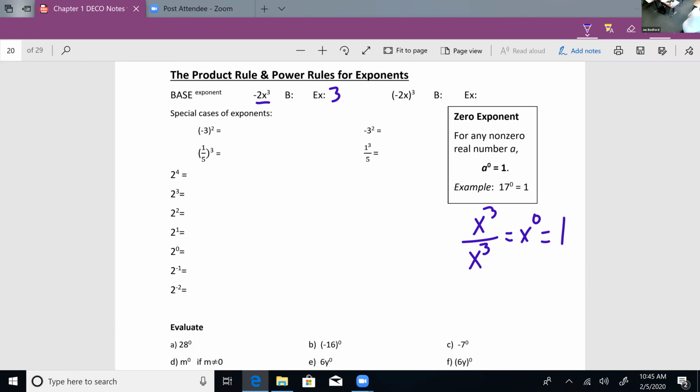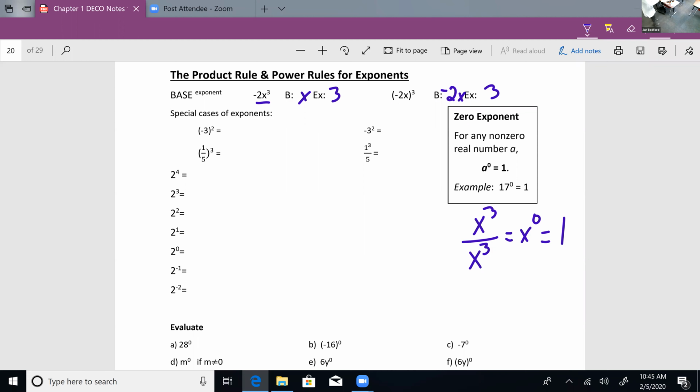Just x. Remember, that exponent is attached to what's right in front of it, and what's right in front of it is just the x, and then that's going to get multiplied by the -2. But the next one, that exponent of 3 is attached to what? The negative 2x, because it's attached to the parentheses, and everything in the parentheses is the negative 2x. So you got to be very careful.